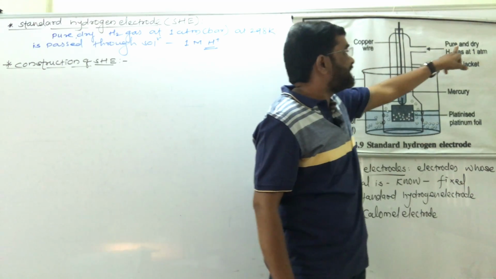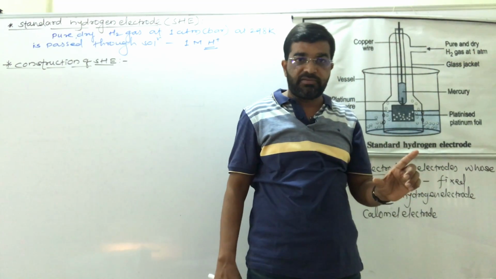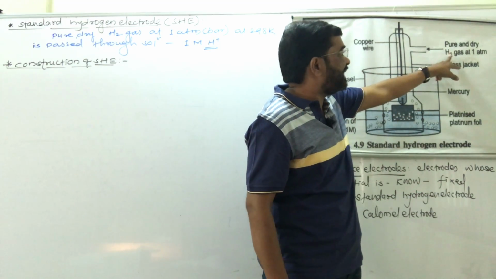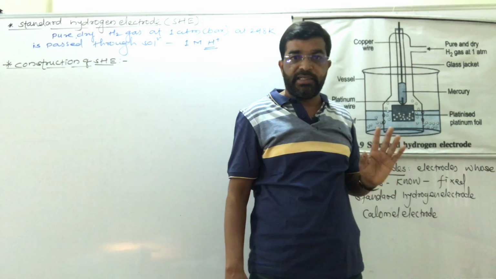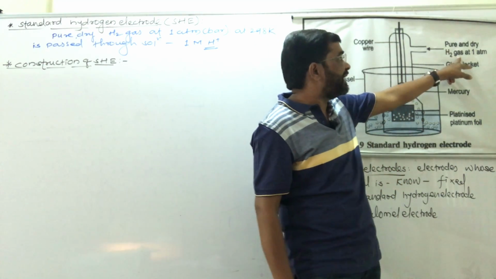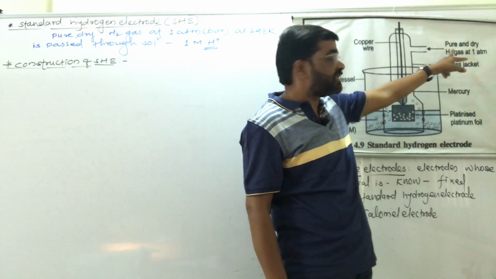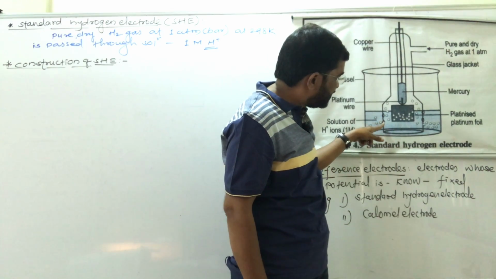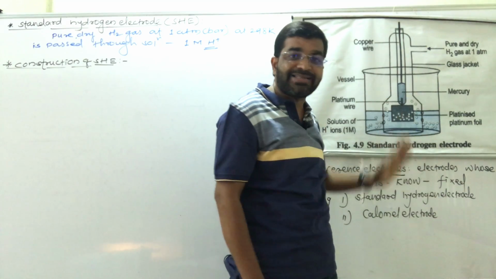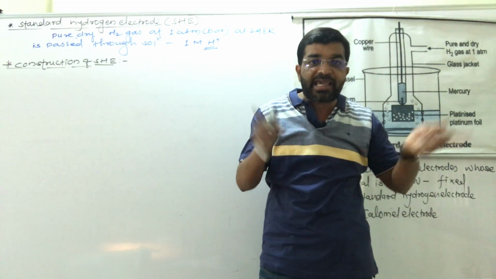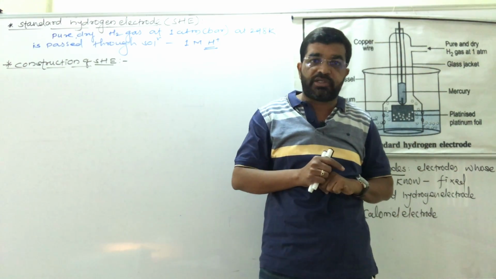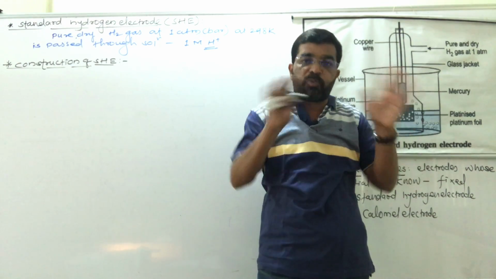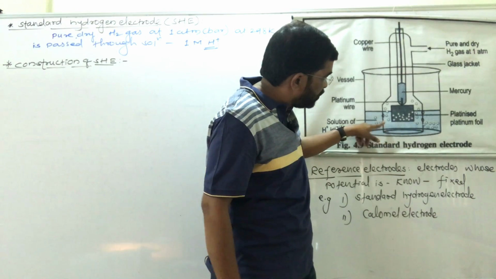To this outer glass jacket there is one inlet. For what? The inlet is for pure and dry H2 gas, to pass the pure and dry H2 gas, and there are small holes at the bottom of this outer glass jacket to escape the excess of hydrogen gas. That means the extra hydrogen gas escapes from there, so there are small holes.